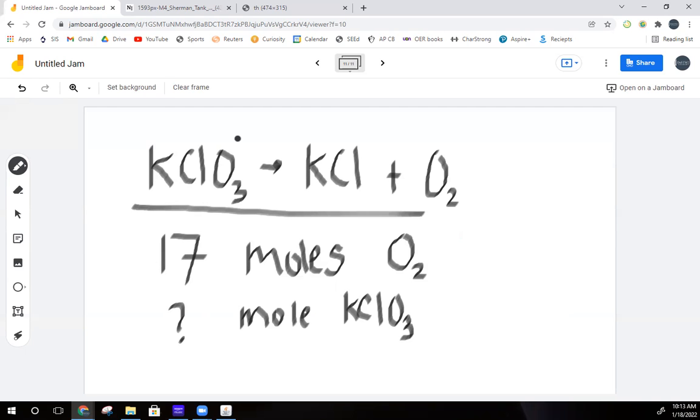So you determine, well, I've got 3 oxygens over here, I've got 2 oxygens over here. How am I going to balance that? Because this is balanced already. I've got 1 potassium, 1 chlorine, 1 potassium, 1 chlorine. How are we going to balance this? So balance it, and then determine your factor, and then apply that factor in order to answer this question. This is question number 2.